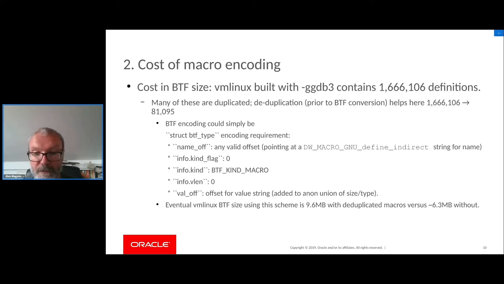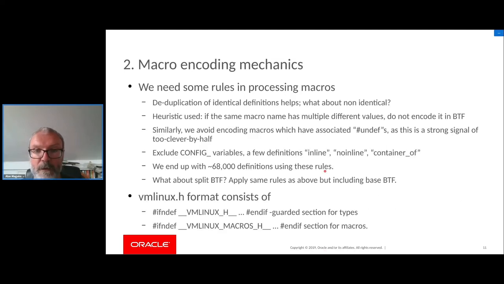But there are some caveats to this whole process. So we need some rules in processing macros because not only do we have to deduplicate identical definitions, we have to worry about cases where there can be non-identical definitions. So across the whole kernel, there can be multiple definitions of a particular macro. So one approach is basically just not to include any macros which have multiple conflicting values.